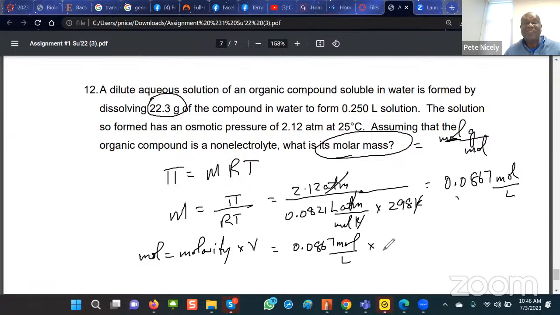What's the volume? 0.250 liters, right? So that gives, let me see here, 0.0867 times 0.250. So according to my calculation, that gives 0.0217 moles, all right?